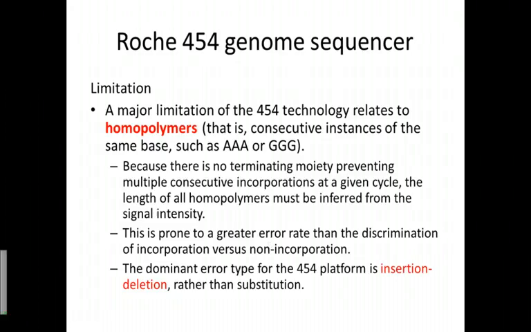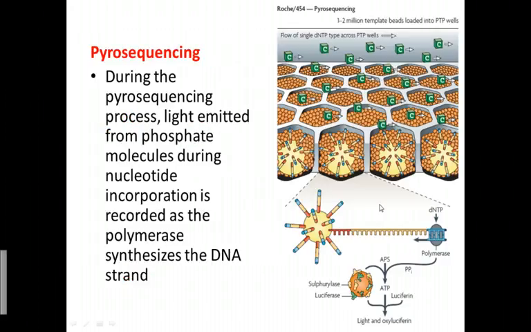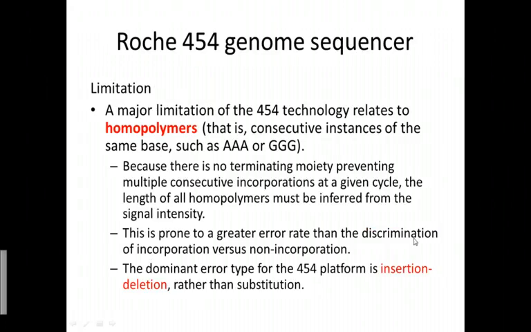So what are the limitations of this 454 technology? Let's say you have G in your template. So your sequence here would be C, C, and C, right? A limitation for this 454 technology is that they may have homopolymers, for example, AAA or GGG. Because there is no terminating moiety, the reaction will not stop. So at any given cycle, the length of all homopolymers must be inferred from the signal intensity.